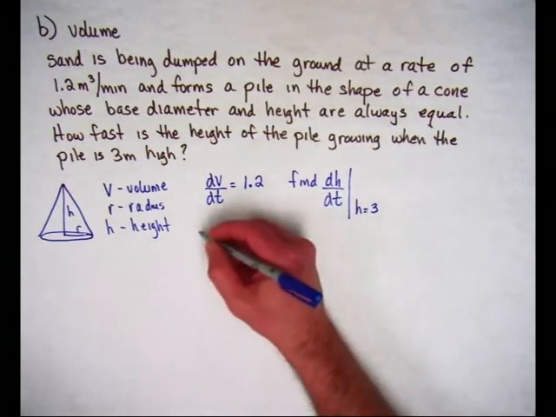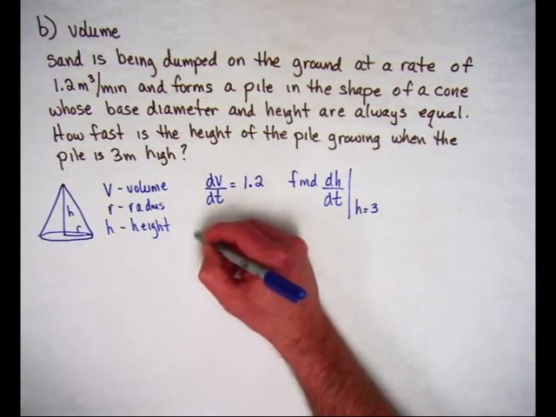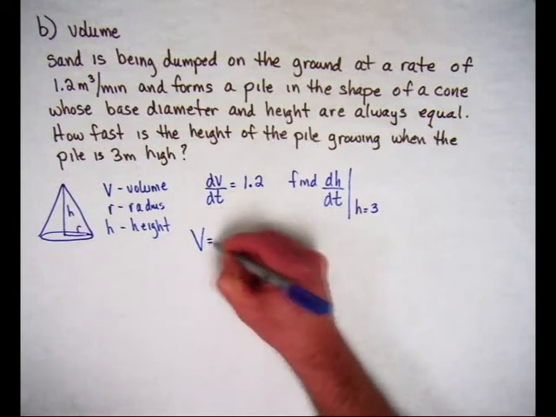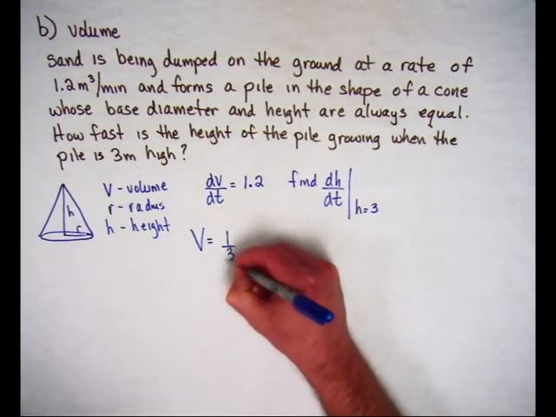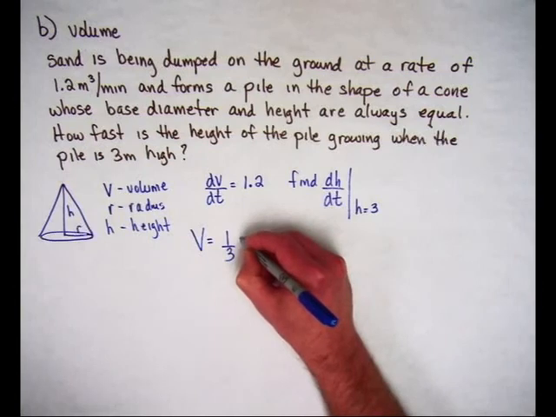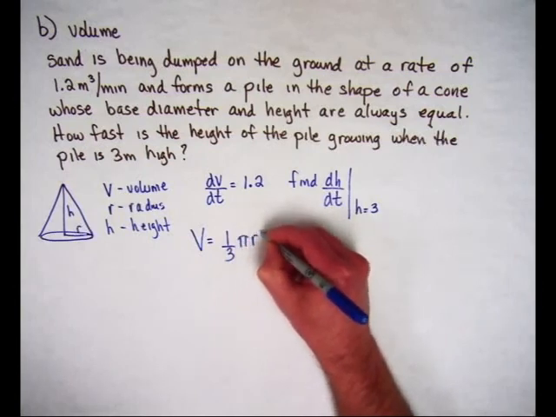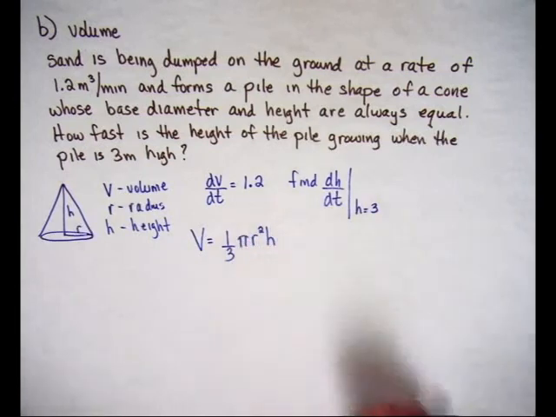Now we need a formula. The formula for the volume of a cone is a known formula. You do not need to memorize these formulas. If they're required for the test, they'll be provided. The formula for volume of a cone is 1/3 pi r squared h.